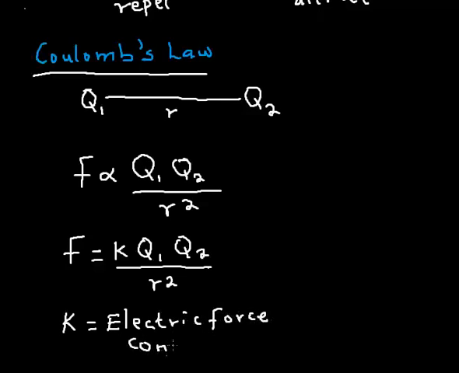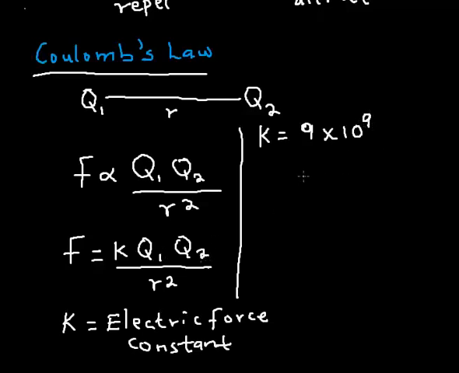Now, for the fact it's a constant, okay, it will always have a constant value. Okay, so the constant value K, according to Coulomb's experiments, is equal to 9 times 10 raised to the power of 9. Okay, and of course the SI unit is going to be Newton meter square per Coulomb square. All right, so that is the value of K.